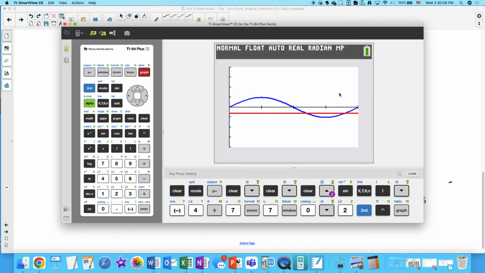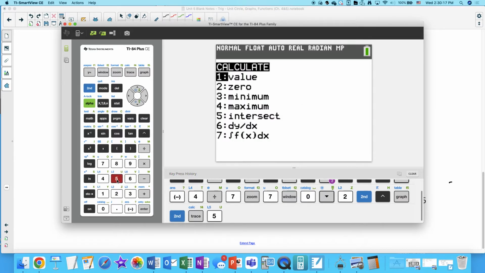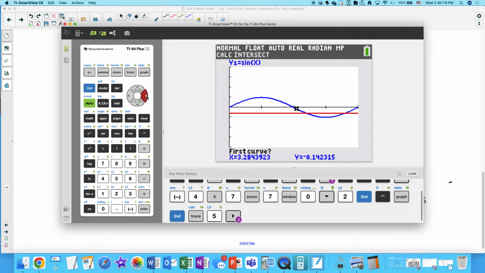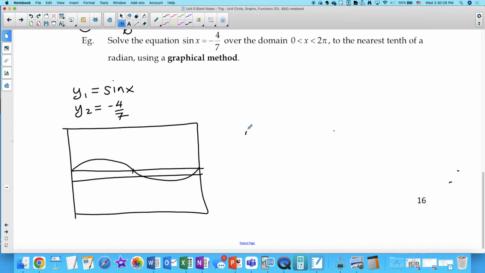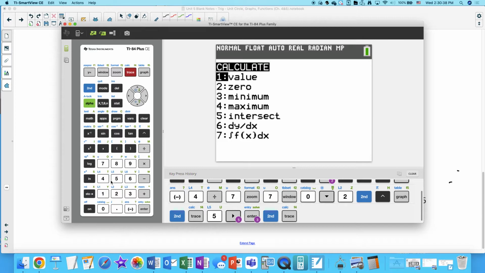So I'm going to go second calc 5. And one solution is 3.75. And another solution is 5.67.